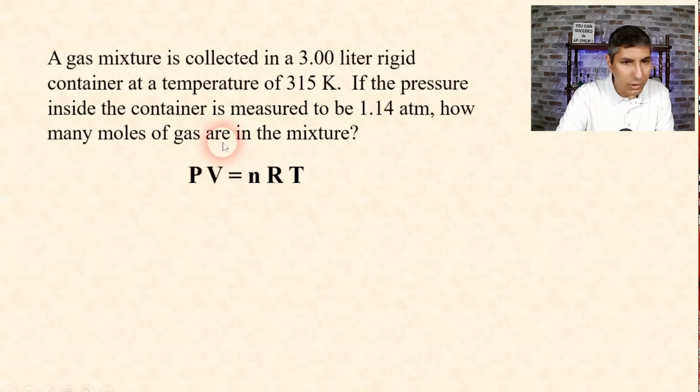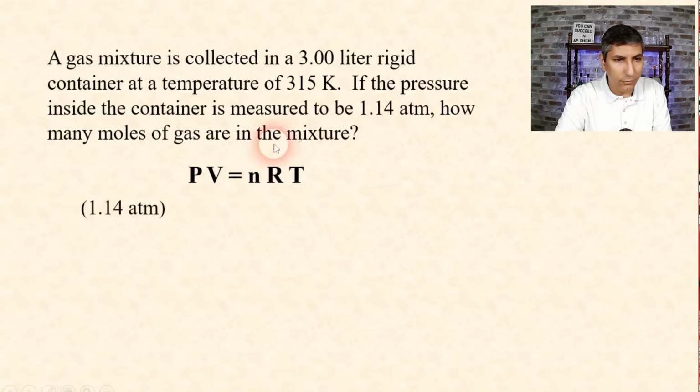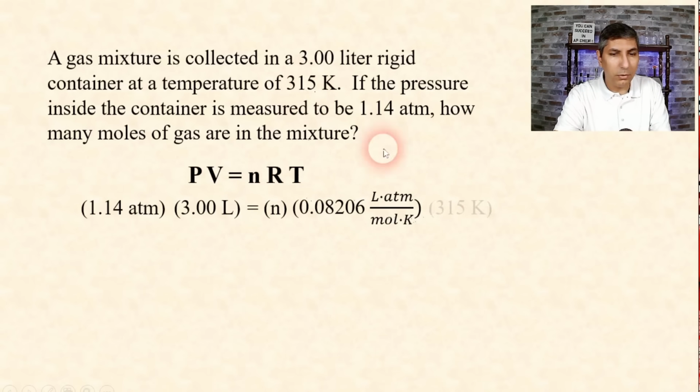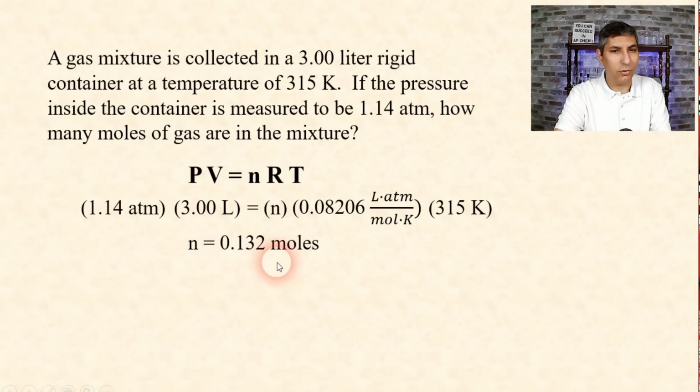P, the pressure, is 1.14 atmospheres. V, the volume, is 3.00 liters. We're trying to solve for n, the number of moles. R is the universal gas constant of 0.08206 liter atmospheres per mole kelvin. And the temperature is 315 kelvins. All we have to do is use algebra to solve for n, and you find that the number of moles is 0.132 moles in this mixture.